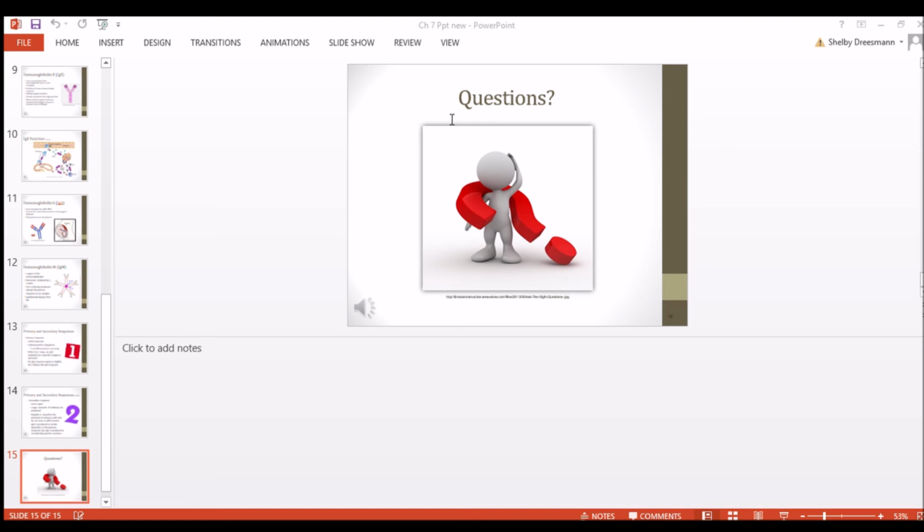Antigens, difference. So exogenous antigens enter the body from outside, and endogenous antigens are generated from inside the body. Endogenous antigen cells produce endogenous antigens when they are infected by a pathogen, and exogenous antigens are outside of the cell. Okay.